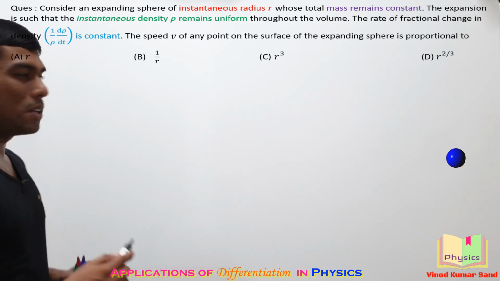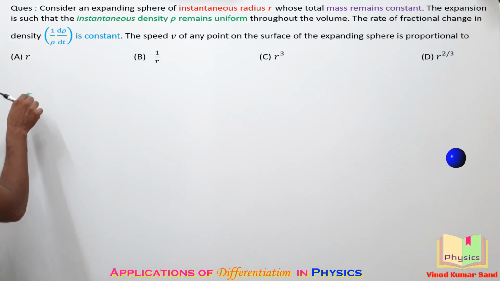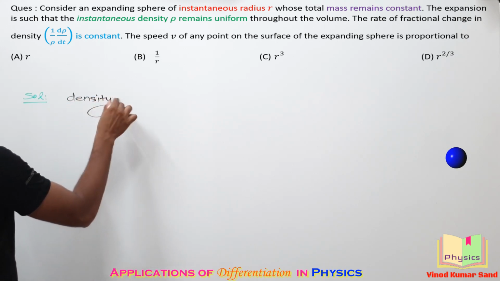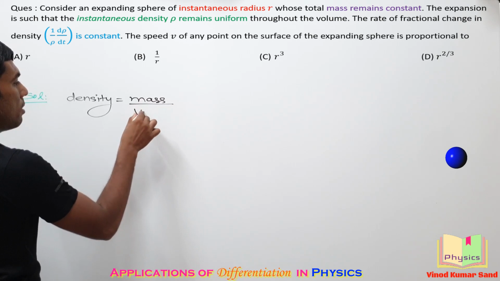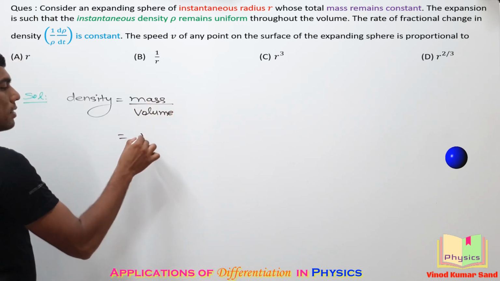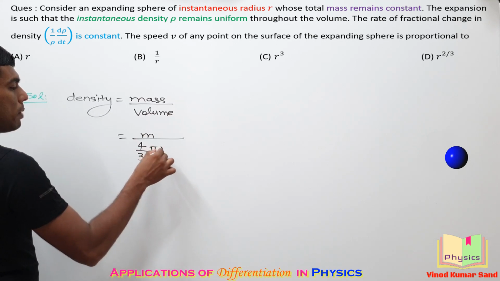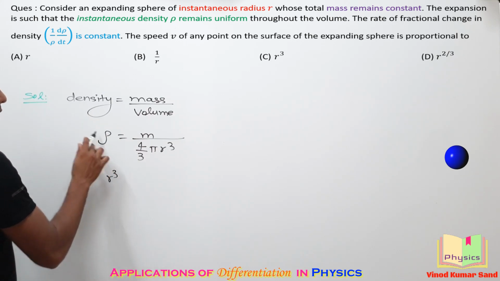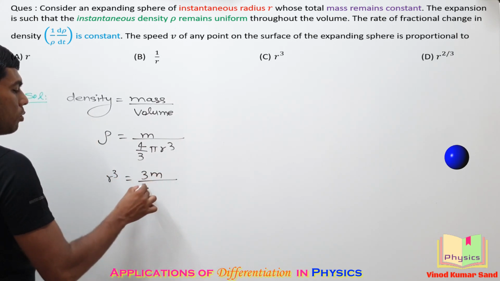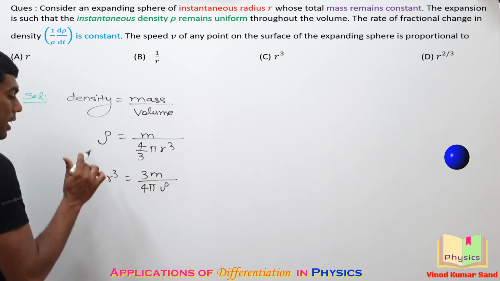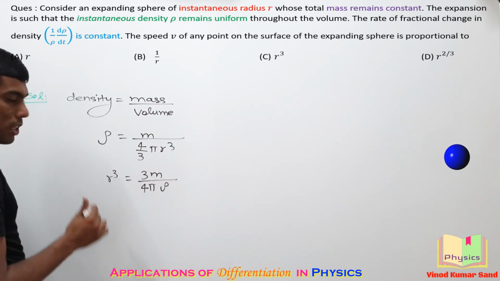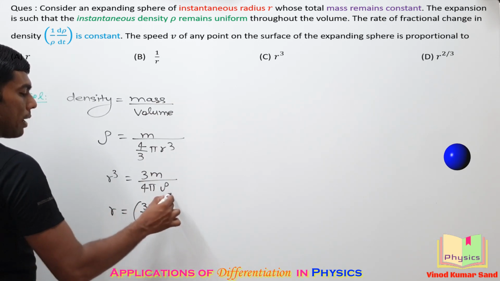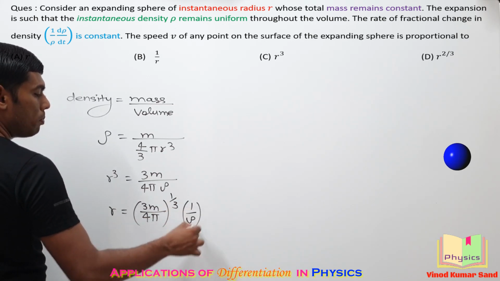I'm solving it on the board. The solution part is pretty simple. First of all, we will be writing the density. The density of the sphere is written as mass divided by the volume. Mass is given as m and the volume is 4 by 3 pi r cube and density is given as rho. R cube I am taking in the LHS, so we are left with 3m by 4 pi rho. And if we take the power 1 by 3 on both sides, then R will be equal to (3m by 4 pi) power 1 by 3 and (1 by rho) power 1 by 3.